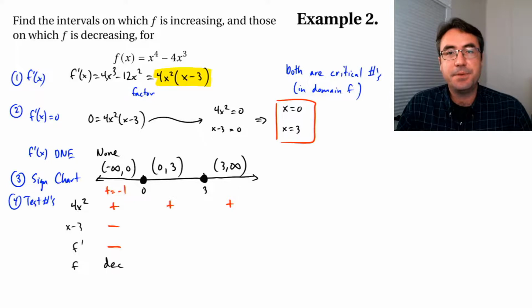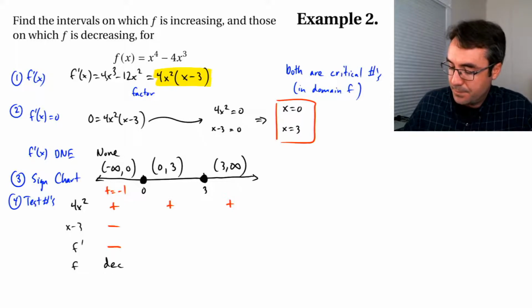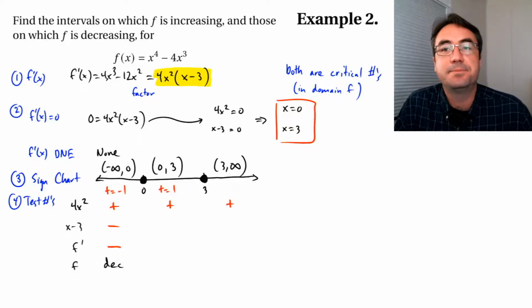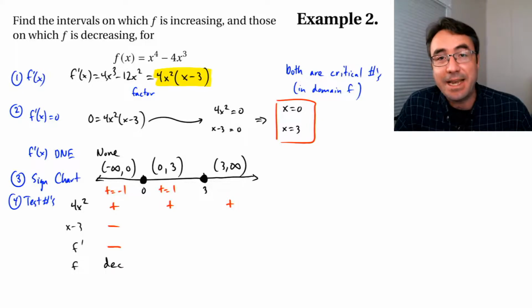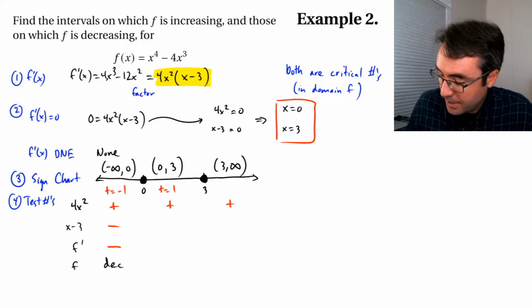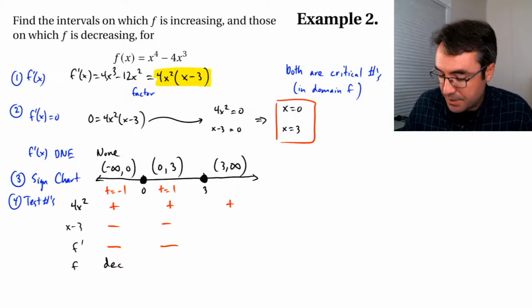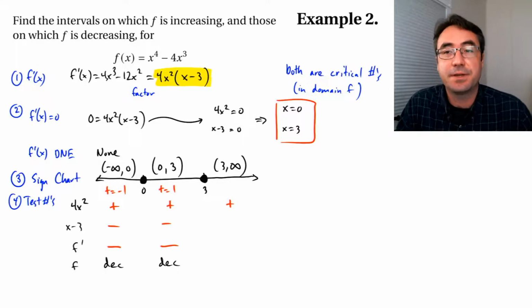All right, let's go to the middle interval. Pick a number between 0 and 3. 1 is always good. Plug that into x minus 3. We get 1 minus 3, and that's negative 2. So we don't really care about the number. We just care about the sign. It was negative 2. It's negative. So when we take a positive number, multiply with a negative, the result is negative. And so that tells us the original function is decreasing on that middle interval.